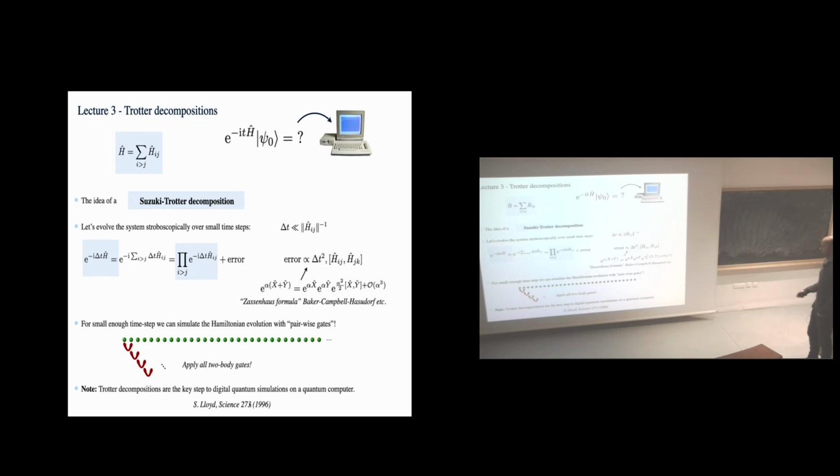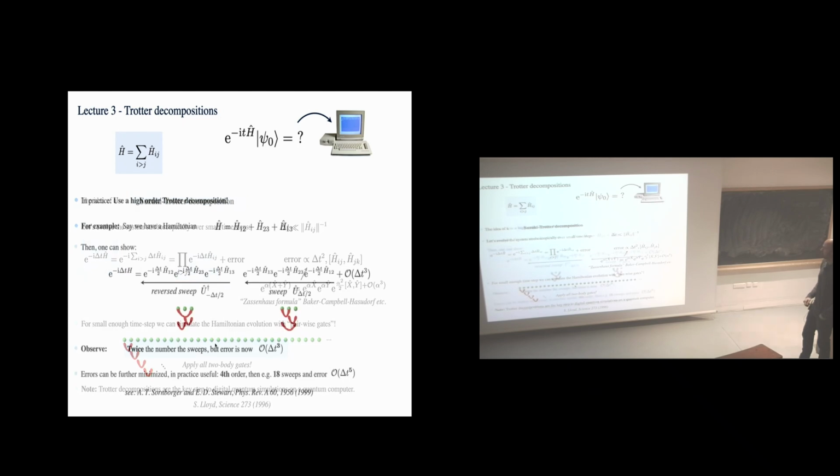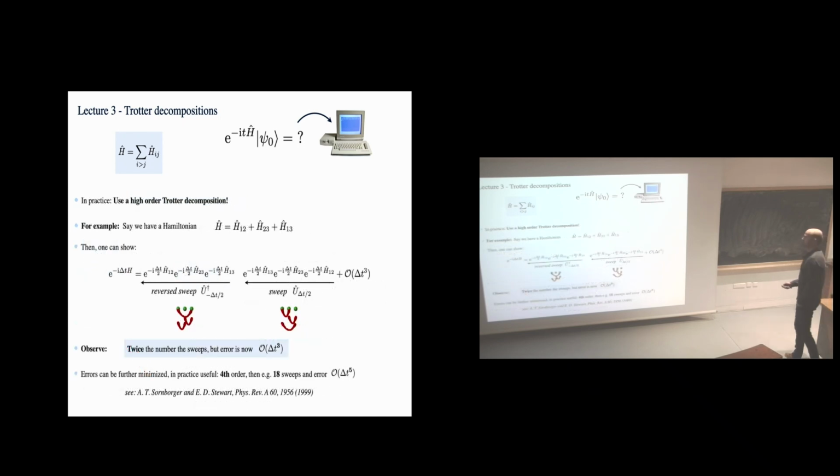Just to point this out, this Trotter decomposition became well known when these digital quantum simulation ideas came about, in '96 in this paper, when they first said, okay, what if I have a quantum computer? If I have gates, then I have to write my time evolution of a quantum system in terms of gates, and that's exactly the same thing that I'm doing here. Okay, so of course, in practice, as I said before, one would not use just the product of the terms.